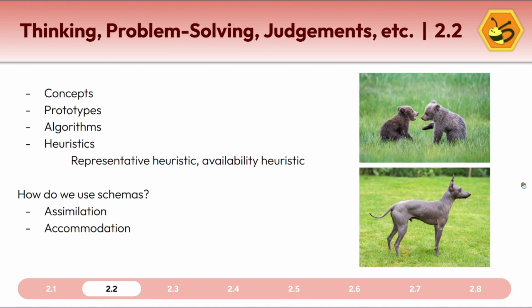Heuristics are basically mental shortcuts that we use to make a judgment. For example, because I see a small hairless dog, I might think that it's a Chihuahua, when in reality it might be a different kind of small hairless dog breed.